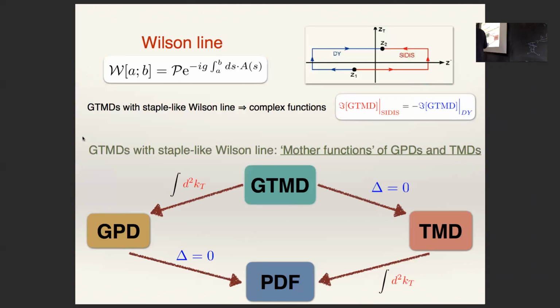So if we take the GTMD and make it a diagonal matrix element, that means delta goes to 0, then we recover the TMDs. If we take our naive matrix element and integrate on the level of the matrix element over kT, then we would recover the GPDs. And if we then reverse the limits, then we end up with ordinary parton distributions.